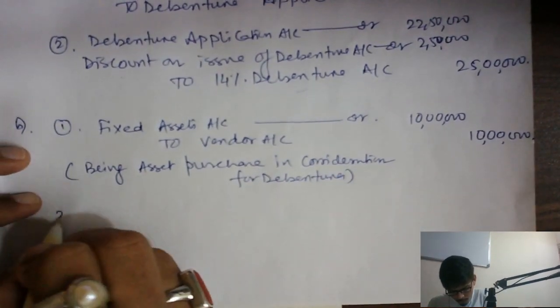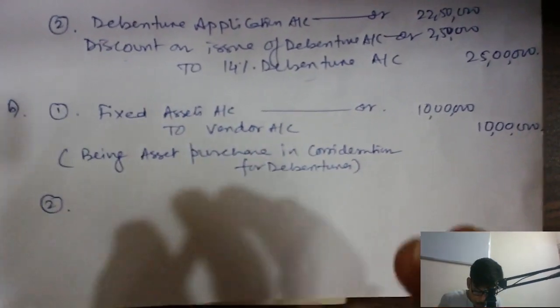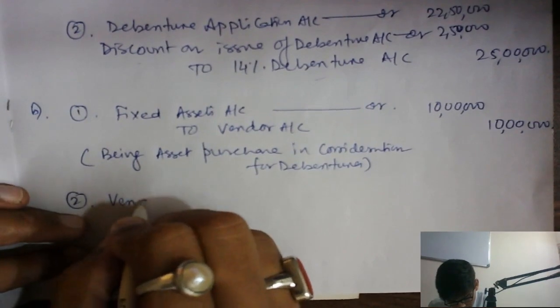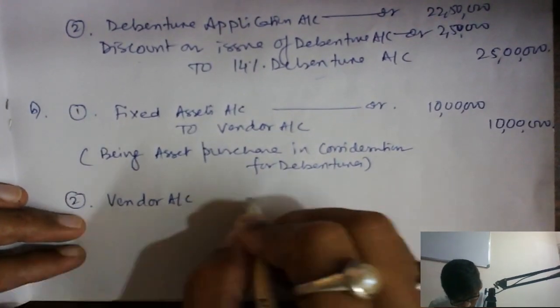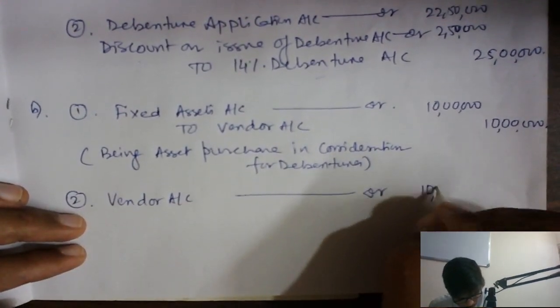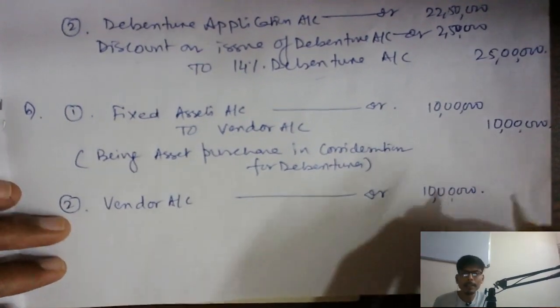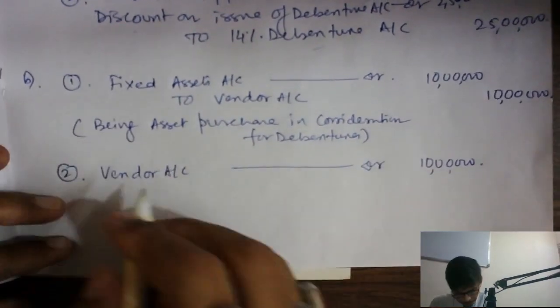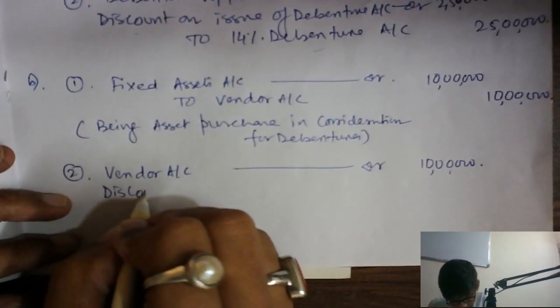So 1 हो गया, 2 हो गया, अभी 2 नंबर करना है. Now we need to pay the vendor. So vendor account debit होगा guys. कितना? 10 लाख होगा ना. वेंडर 10 लाख हो जाएगा गाइस. अच्छा, कितना डिस्काउंट मिला है?